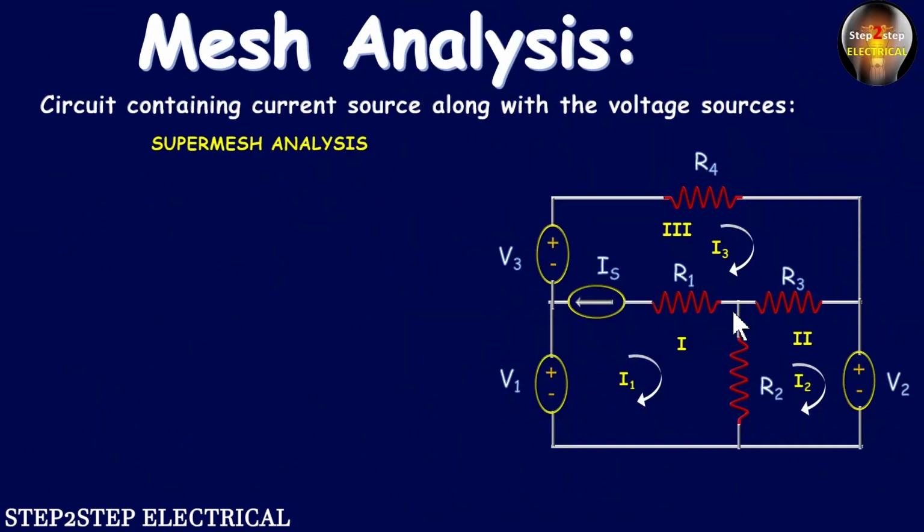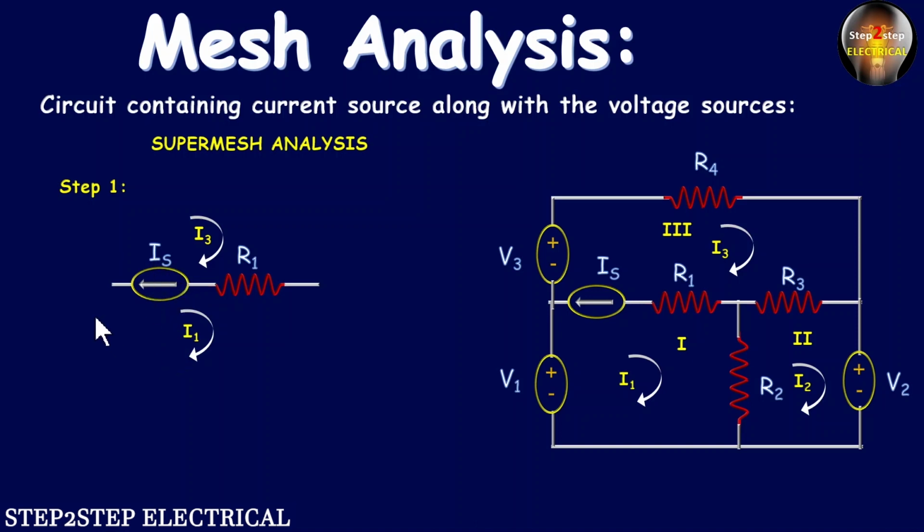Now what are the things that we have to do in the case of super mesh? So first of all, let's see the first step that we have to do. Through this current source, I1 current is flowing from left to right while I3 is flowing from right to left. On observing this branch, we can write that I3 minus I1 is equal to IS. Why I3 minus I1? The direction of I3 and the direction of current flowing through this IS current is the same. So we write I3 minus I1 is equal to IS.